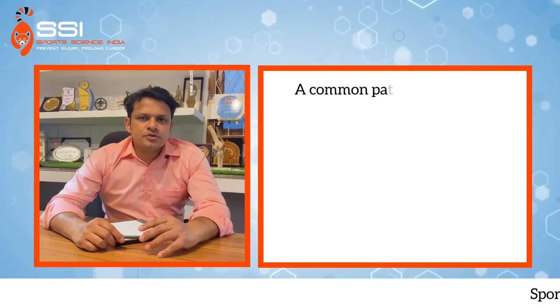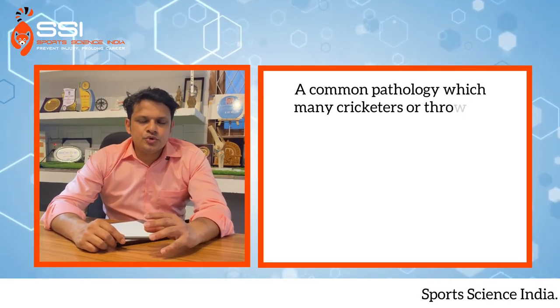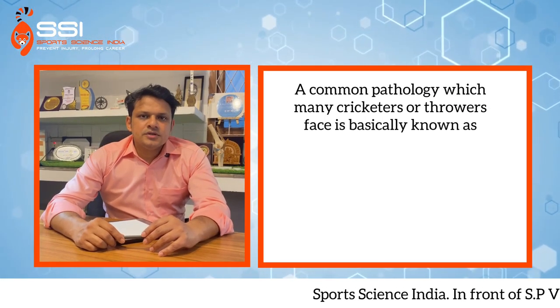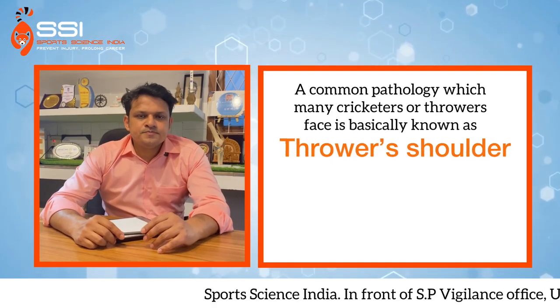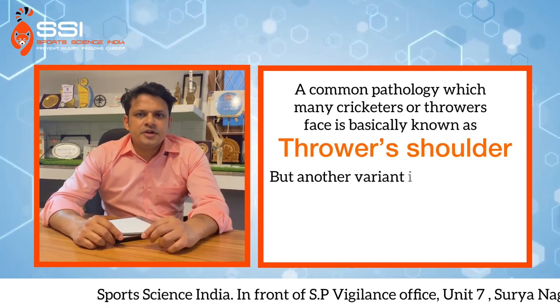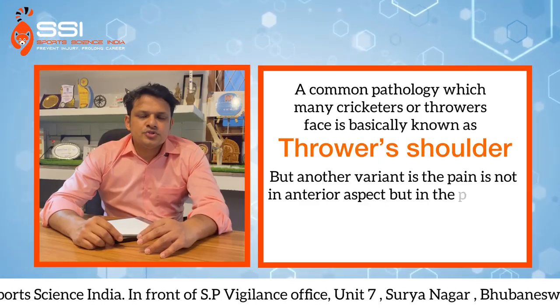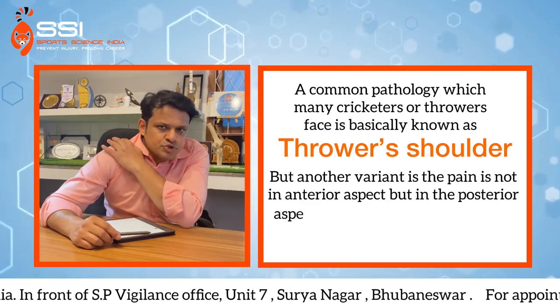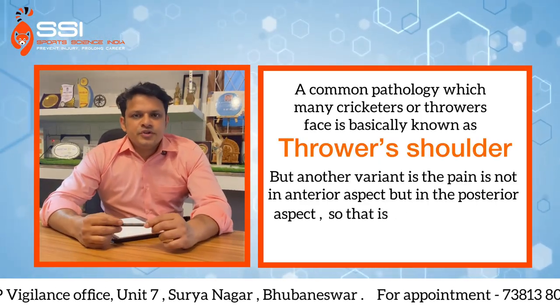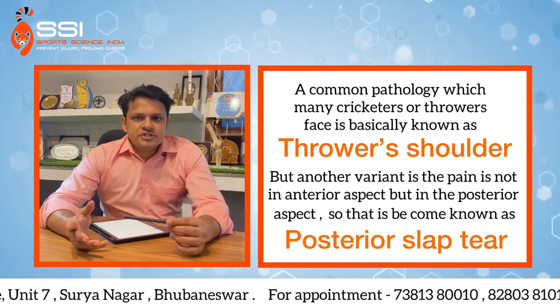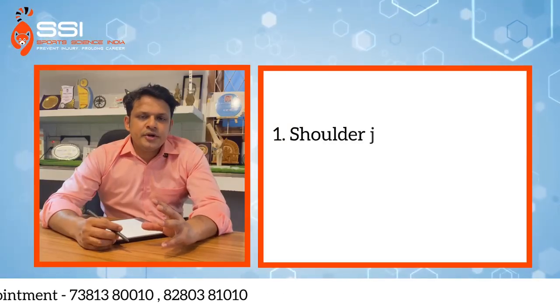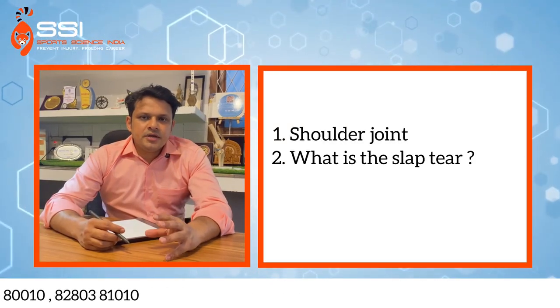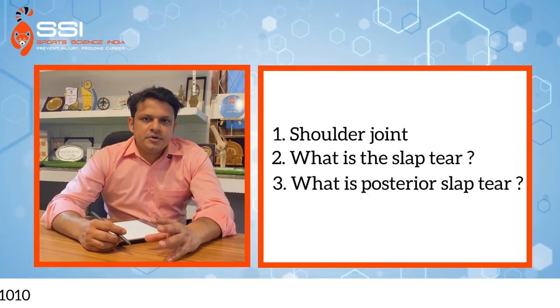Today I am going to discuss a common pathology which many cricketers or throwers face, known as thrower's shoulder. But another variant is where the pain is not in the anterior aspect but on the posterior aspect. That is what we know as the posterior SLAP tear. So today I will explain the shoulder joint, what is a SLAP tear, and what is a posterior SLAP tear.